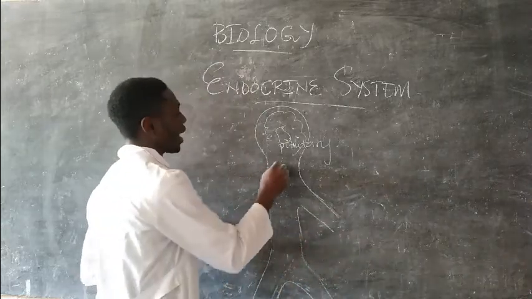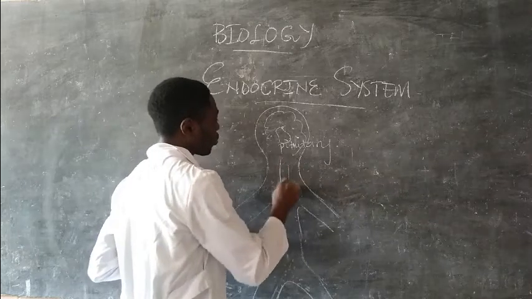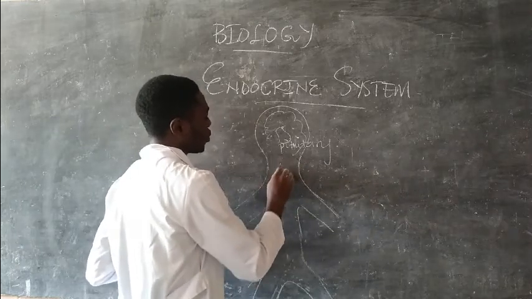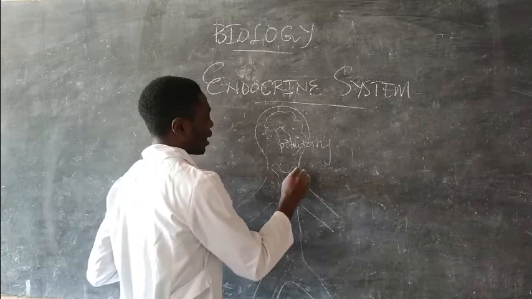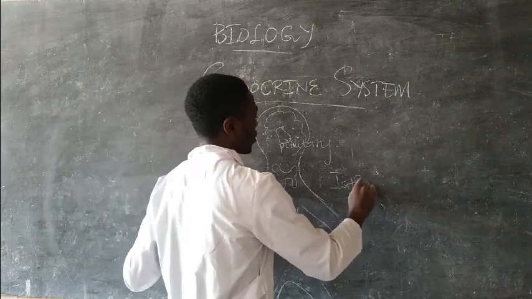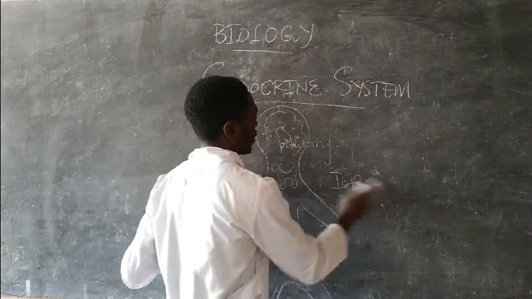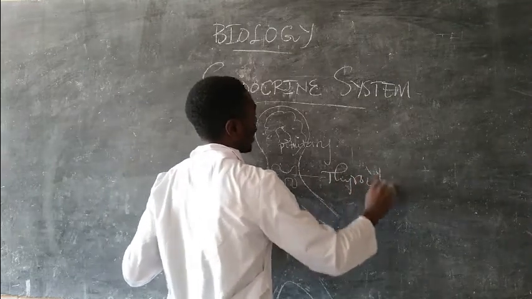And of course, in the neck, around the trachea, we are going to have the thyroid gland. Okay, we have the thyroid gland, which has two lobes, the right and the left lobe, joined by an isthmus. Okay, isthmus, that way. So we call this one the thyroid gland.